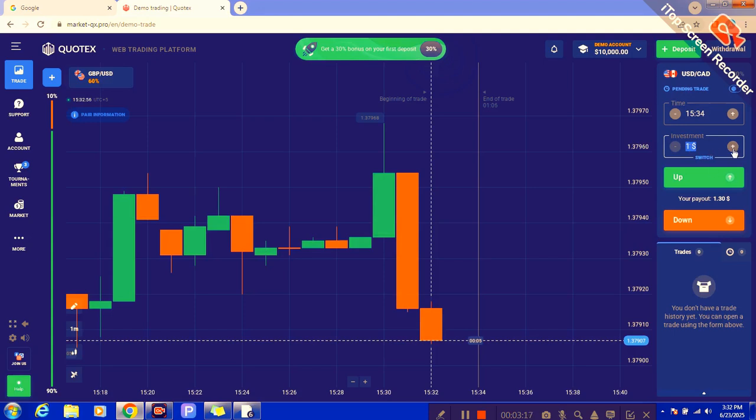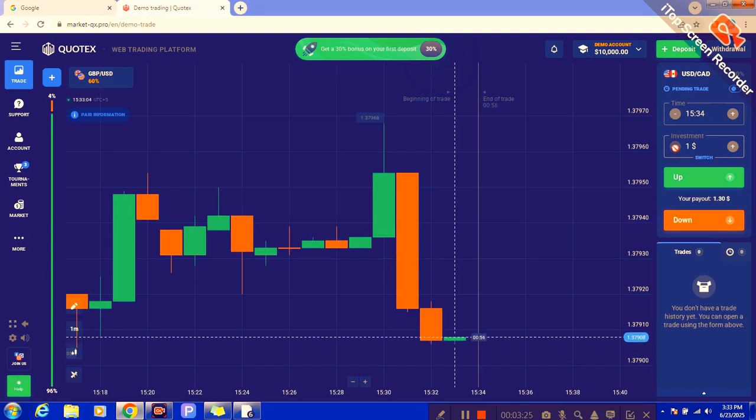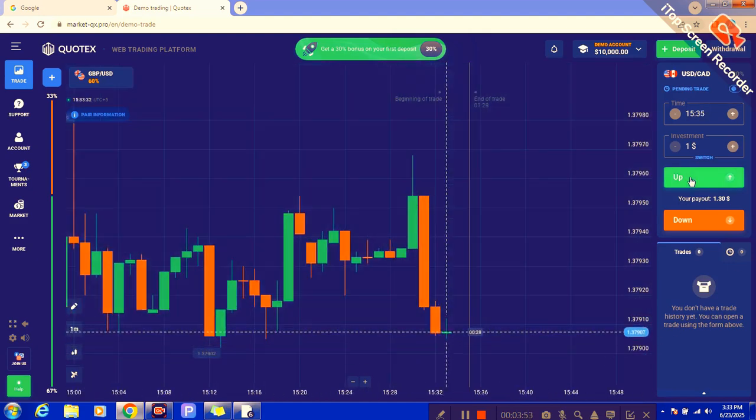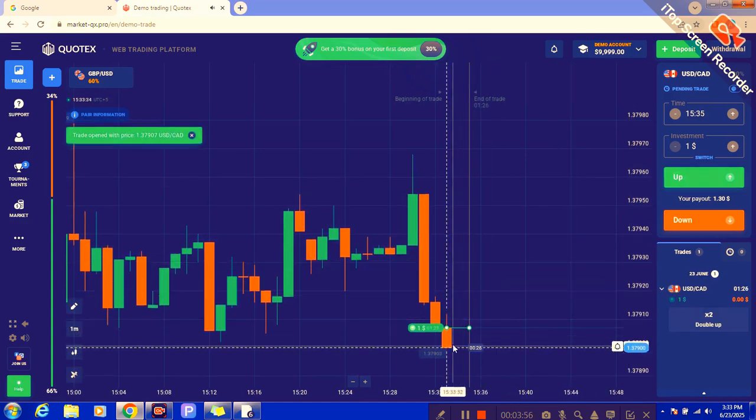You can increase or decrease it, but my advice for you beginners is that when you trade with real money, only trade $1. Okay, not above $1. And for the time, you have to select only 1 minute. When you click on this, you select this first one. So now the time is already selected for our trade.